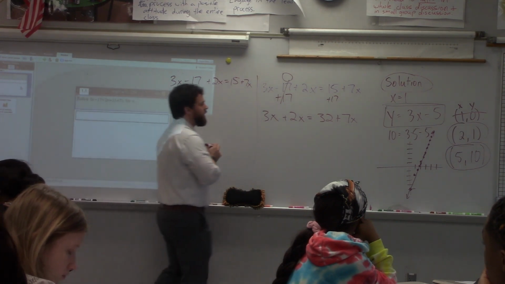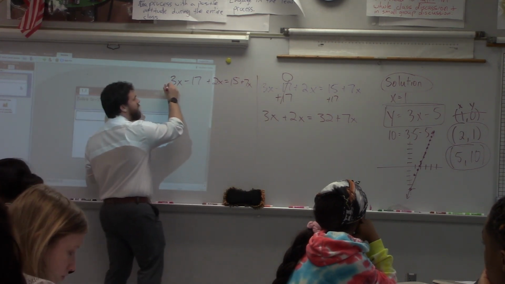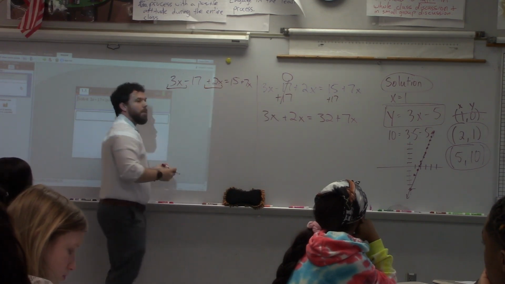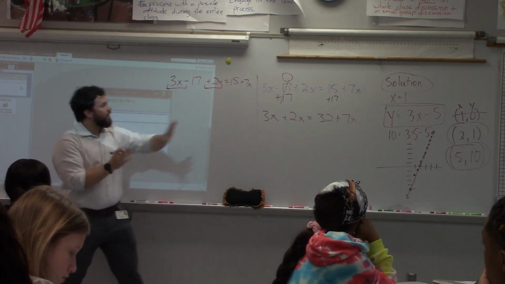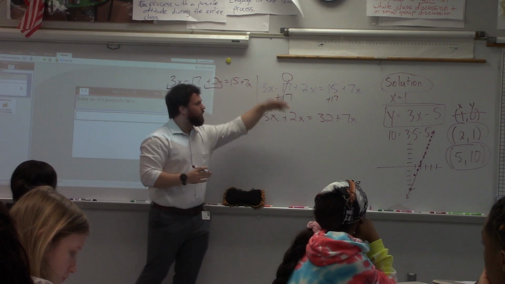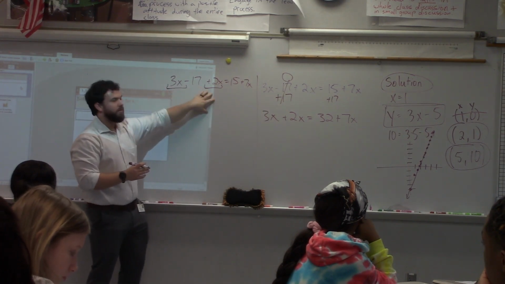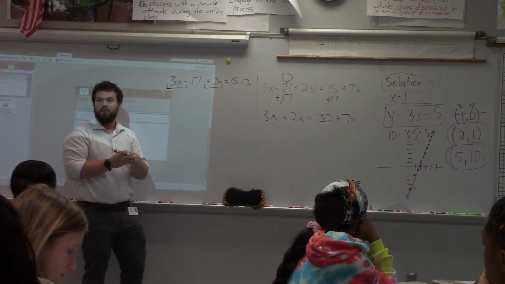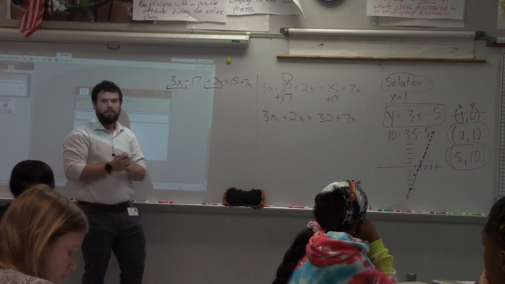I'm adding 17 to both sides. A lot of this we're saying 3x plus 2x. To create a 0, you have to do things on both sides of the equation. But if they're already on the same side, I'm just adding them together. What's 3x plus 2x? 5x.